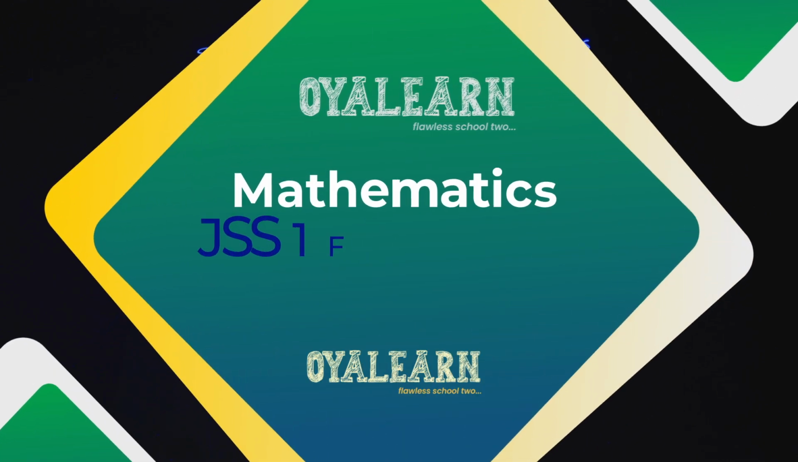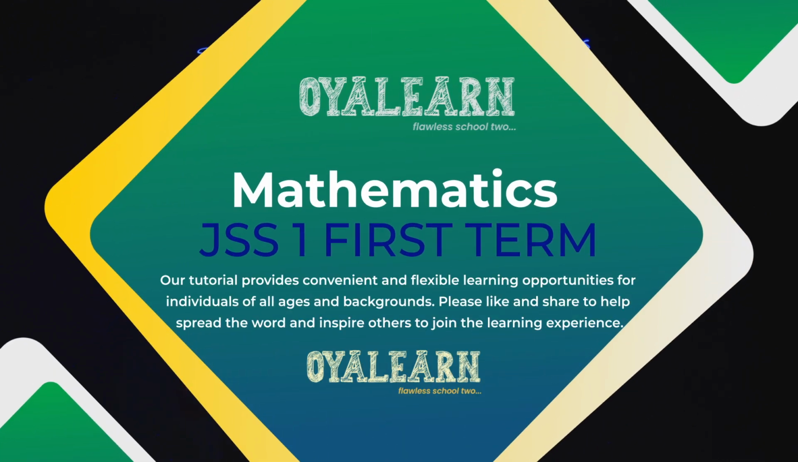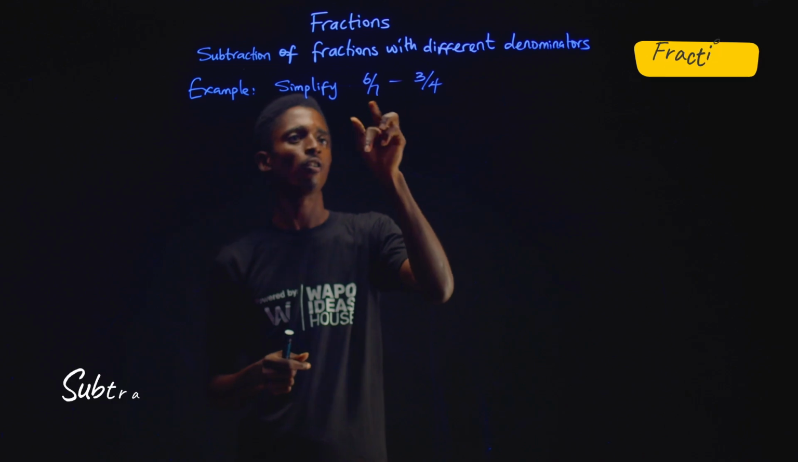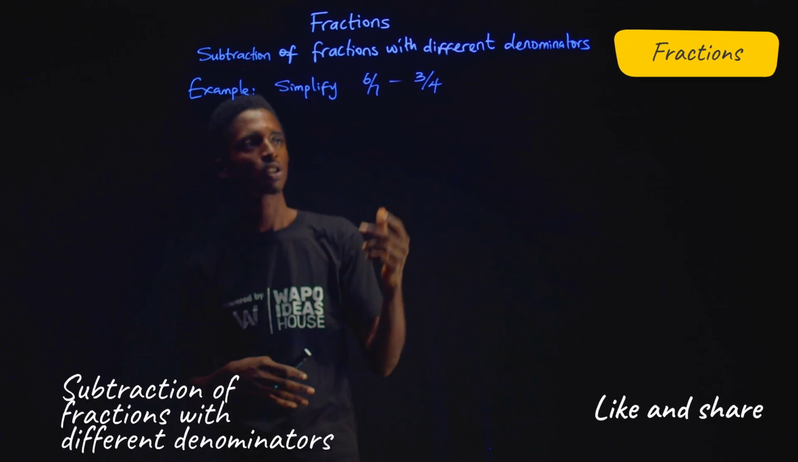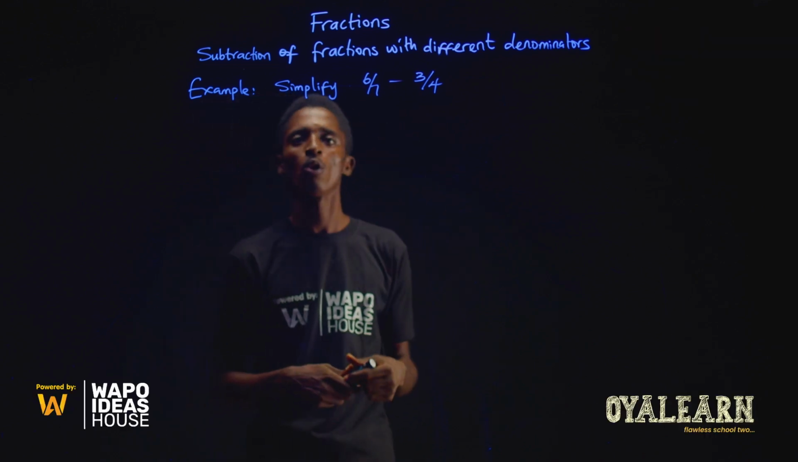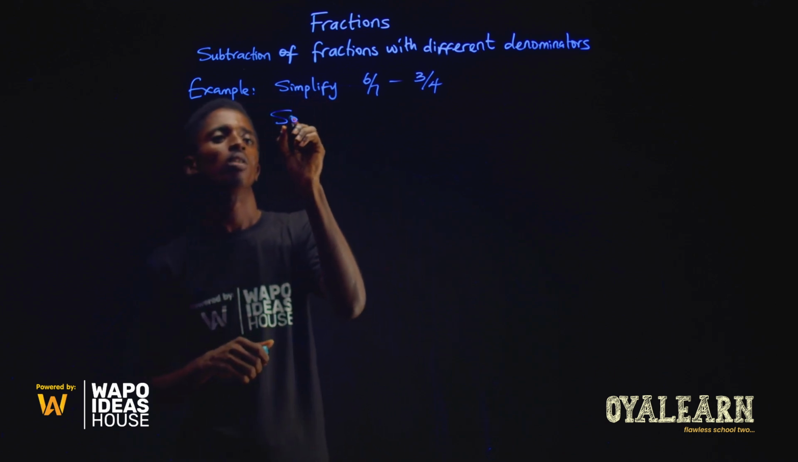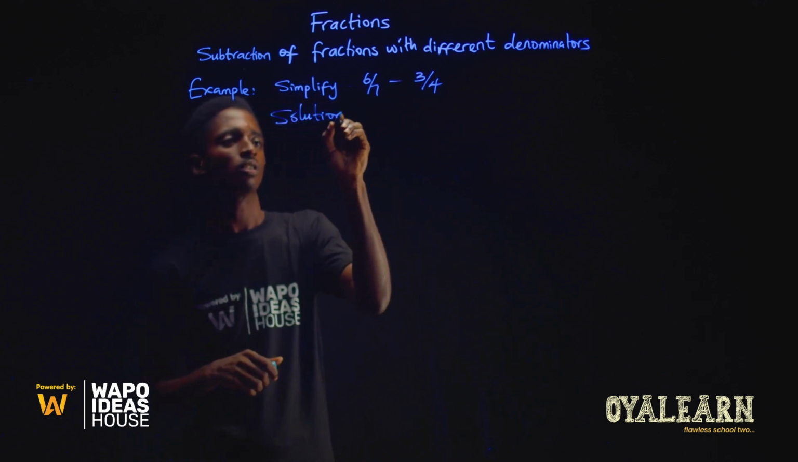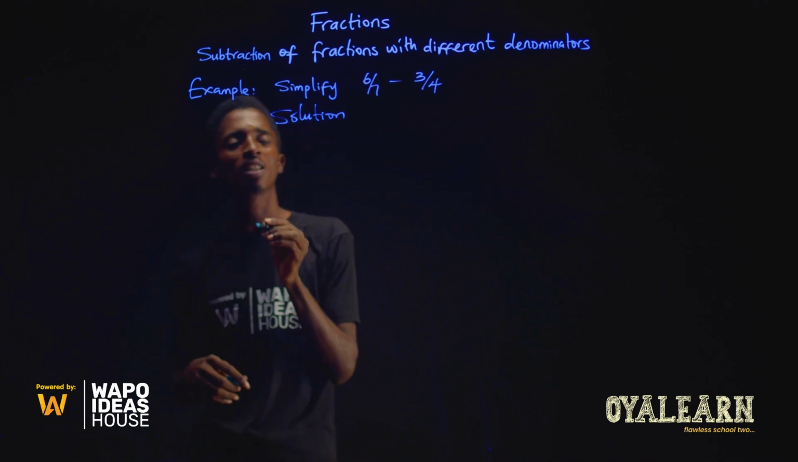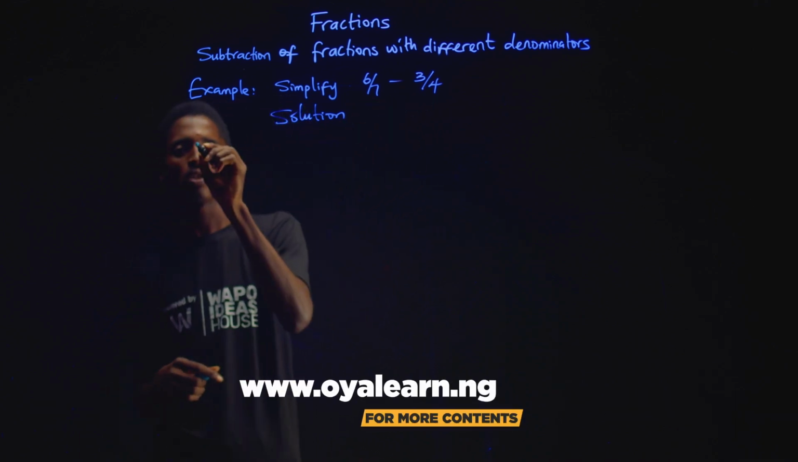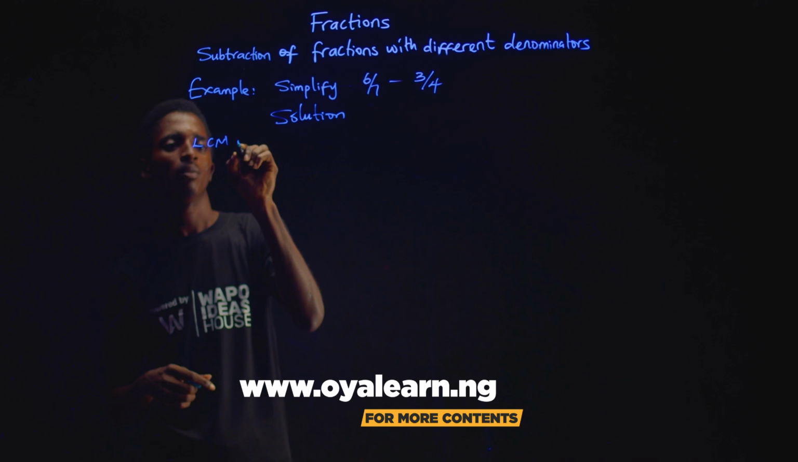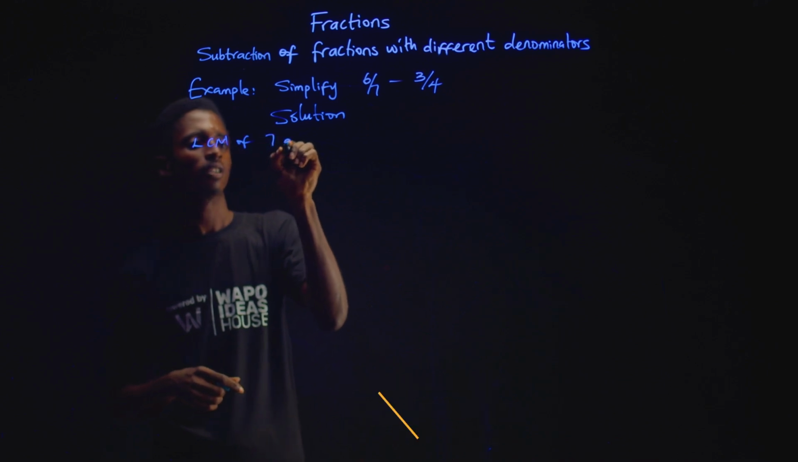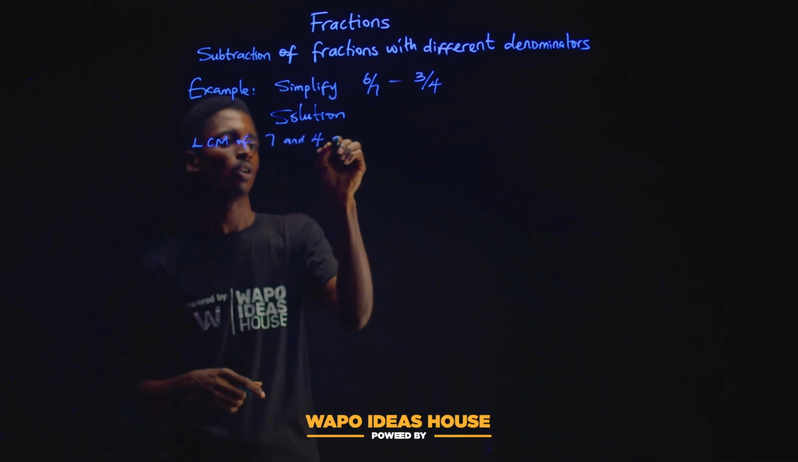Now let us try to perform this, that is subtract 3 over 4 from 6 over 7. 6 over 7 minus 3 over 4. Solution. The first step is to find the LCM of the denominators, that is, the LCM of 7 and 4.